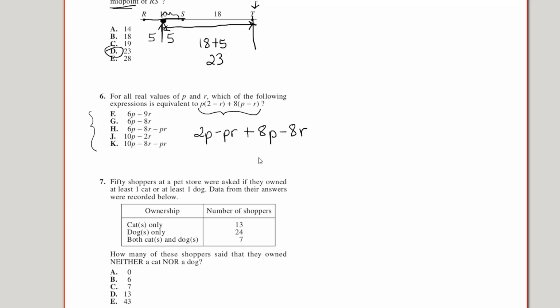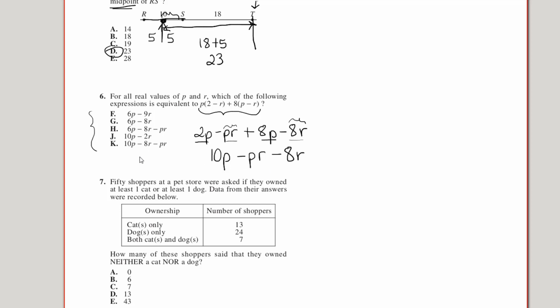Now we can clean this up a little bit by combining like terms, and we notice we have both a 2P and an 8P. 2P plus 8P gives us 10P. Then we have this minus PR minus 8R. Those are 2 different terms. We have PR, 2 variables here, and then a coefficient 8 and 1 variable R. So we can't combine those anymore. We can just rewrite that as minus PR minus 8R.